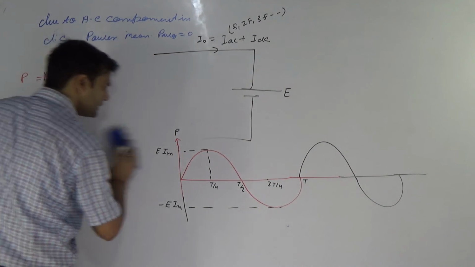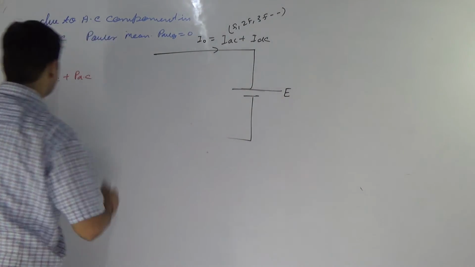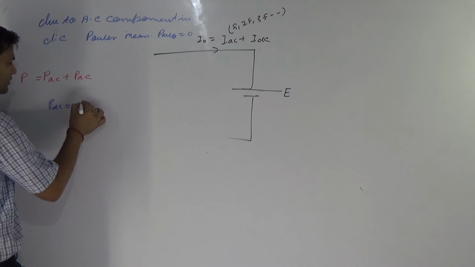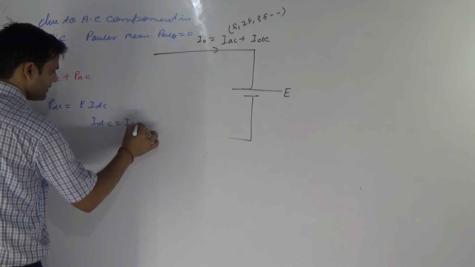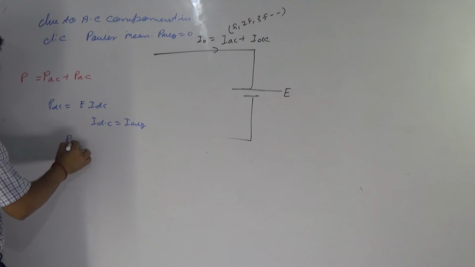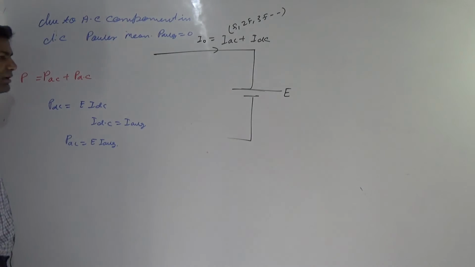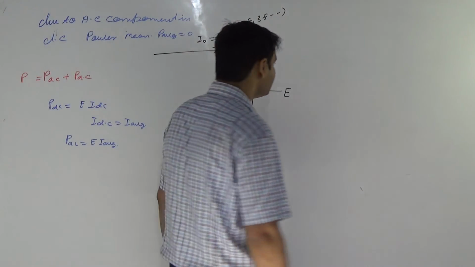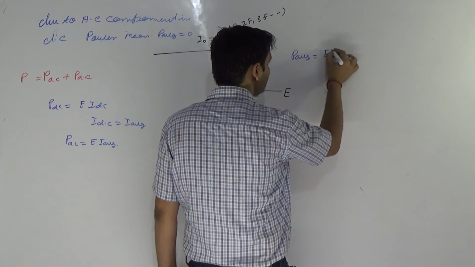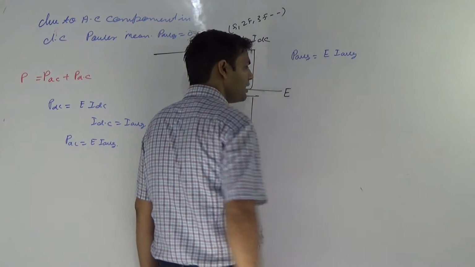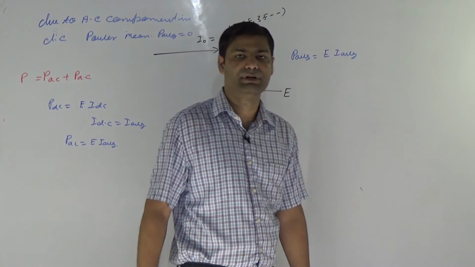Now corresponding to DC. PDC will be equal to E into IDC. IDC means average, I average. So PDC is E into I average. So the only power delivered by the battery is the average power, only for the DC component, not the AC component.